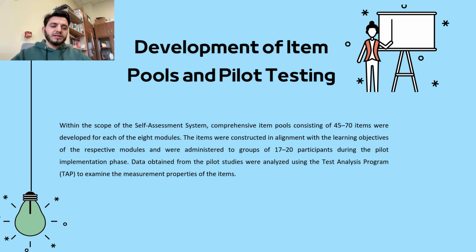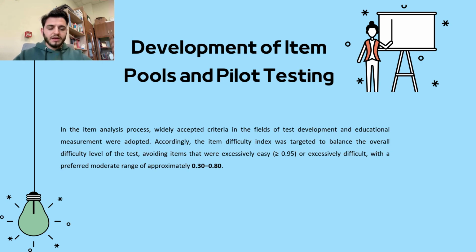Now, I would like to explain the development of item pools and pilot testing process. For each of the 8 modules, a comprehensive item pool consisting of approximately 45 to 70 items was developed. These items were prepared in direct alignment with the learning objectives of each module. The aim was to ensure that each assessment reflected the targeted competencies, knowledge areas, and awareness dimensions of that specific module.